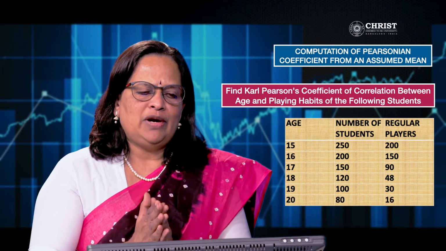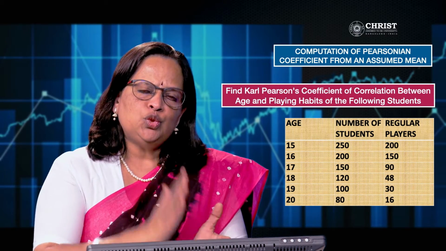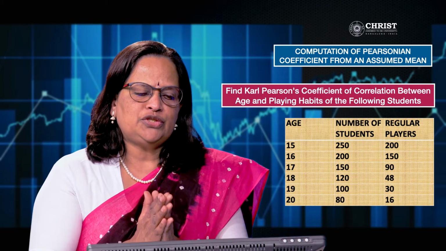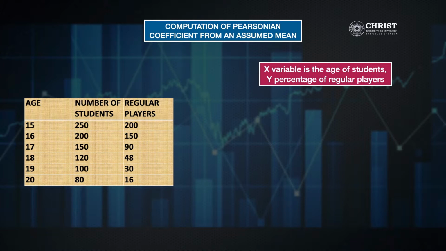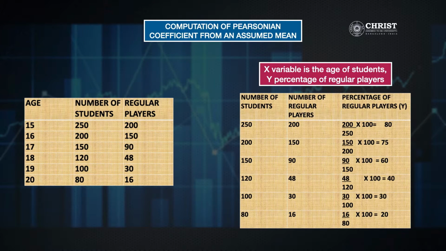So how do we have to calculate that? What you want to compute, the two variables are not directly defined in the question. You have to calculate that. Number of students is there. X variable is the age of students. It's there in the question, 15 to 20. Whereas number of students and number of regular players are given. Y series is the percentage of regular players. So you have to calculate the value for Y series. So the first value, if you take 200 divided by 250 into 100, that is 80% are the regular players. Second value will be 75, then 60, 40, 30 and 20.